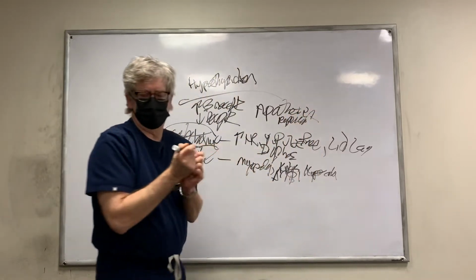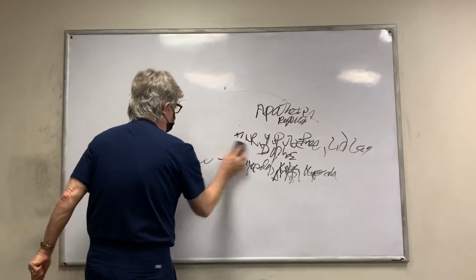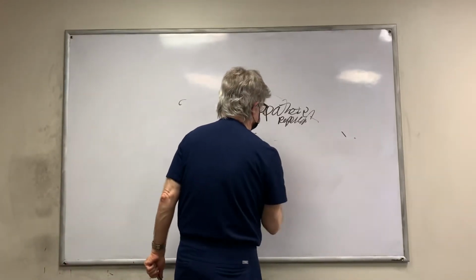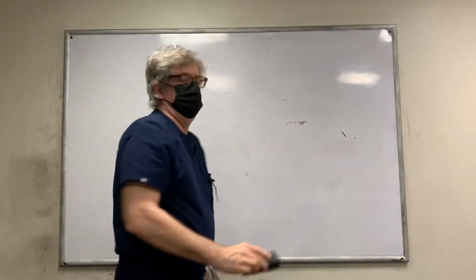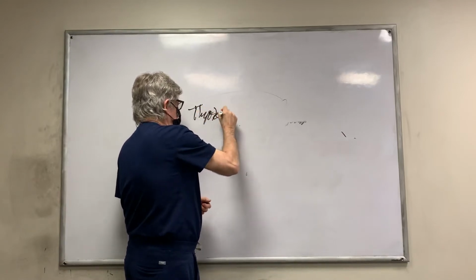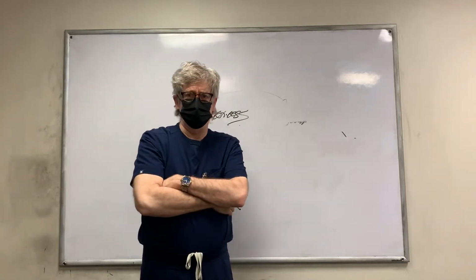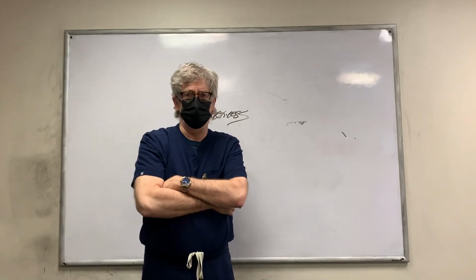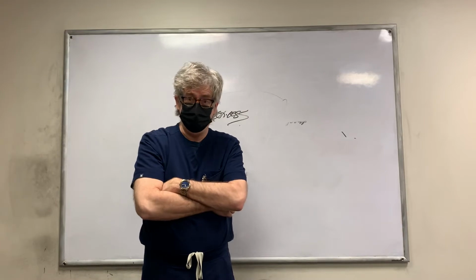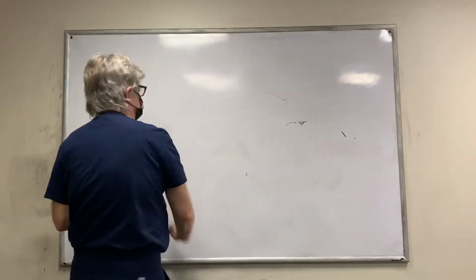The next thing I want to comment on is the difference between hyperthyroidism and thyrotoxicosis. Thyrotoxicosis is the effect of excess thyroid hormone in the body. And hyperthyroidism is when the excess thyroid hormone comes from the thyroid gland, and it's usually due to Graves' disease. So let's go over the causes of hyperthyroidism.